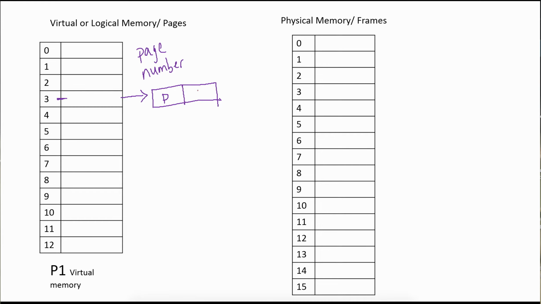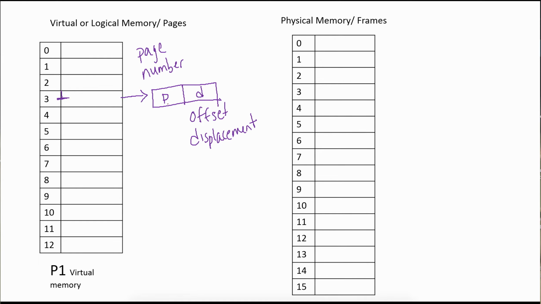But the other part of the address is made up of the offset, or D for displacement. And what that means is because it didn't start at the beginning of the page, that's the location from the beginning to right here where the actual information is located on the page. So this is called a logical address.